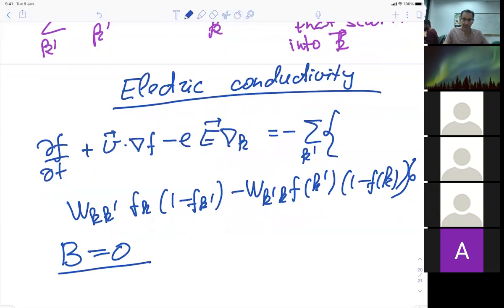Just to start. You forgot the F in the first line. Thank you. Okay. So magnetic field is 0. And we want to compute electric current.